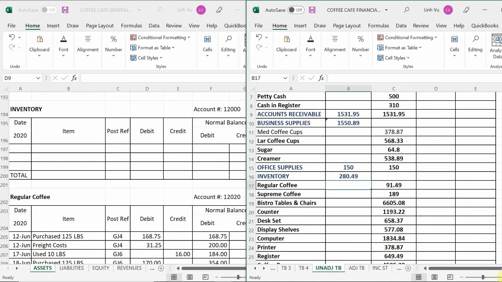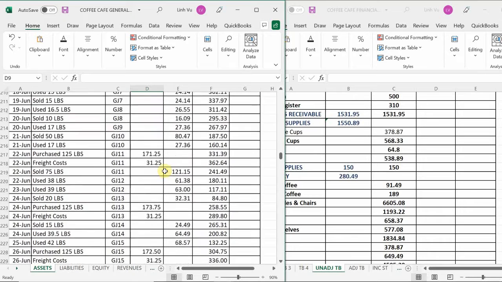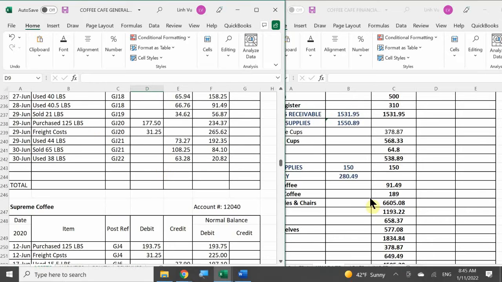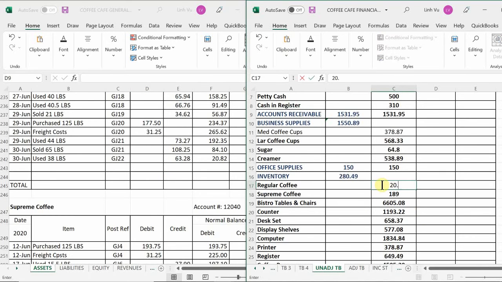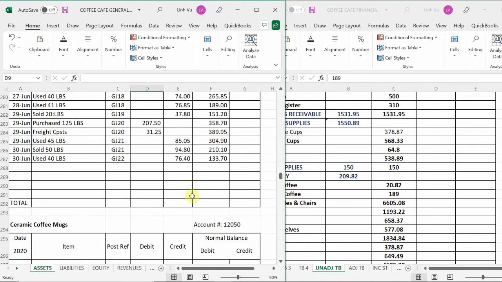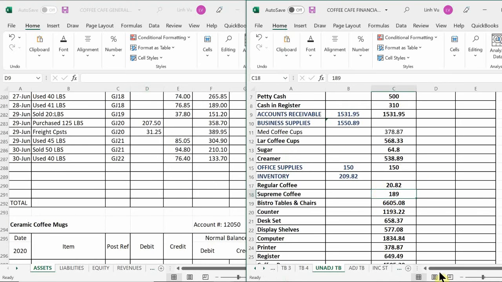Okay. So let's go ahead and see how much regular coffee I have left. I have $20.82 left. And let's see, for my Supreme coffee, I have $133.70. Giving me a grand total inventory to be $154.52.